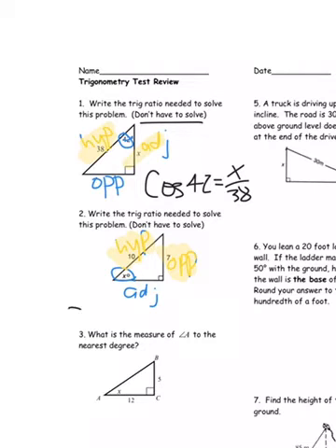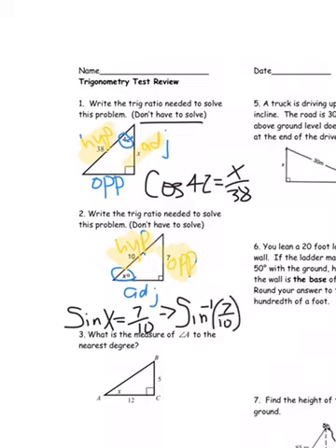Opposite and hypotenuse is sine. I'm just setting up an equation. I'm not going to solve anything yet. Sine of x equals opposite 7 over hypotenuse 10. But to solve it, that's when I use the sine inverse. I put sine inverse of 7 over 10 equals x. That's what I would type into the calculator, and that'll give me an answer. But again, it said don't have to solve. I'm just setting up.